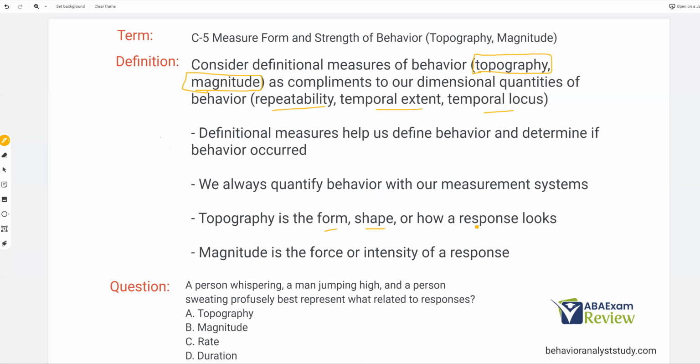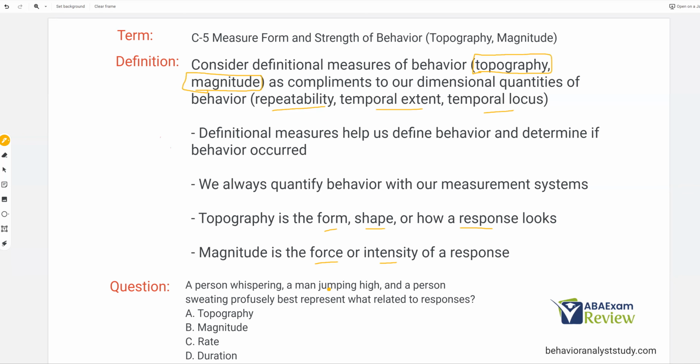Topography is form, shape, how a response looks. Magnitude is force or intensity, and we're going to get more into those. The main thing to take away from the introduction here, these are definitional measures of behavior, meaning they're going to flesh out words like elopement and aggression and avoidance and compliance and all these other words we use that are very broad and subjective. Topography and magnitude are going to objectify them, right? Make them much more objective, okay, and much more observable and measurable.